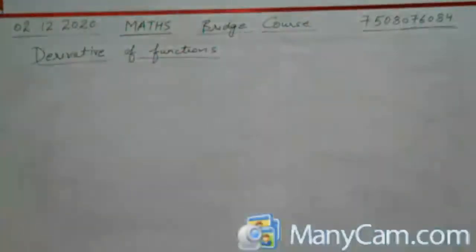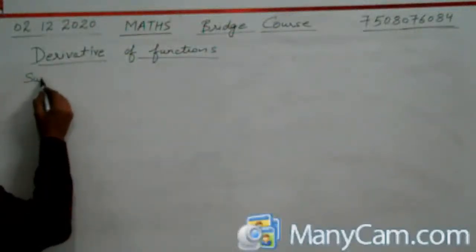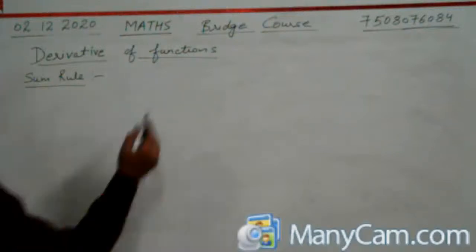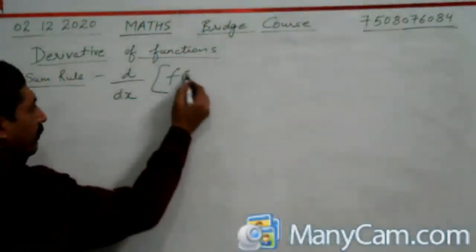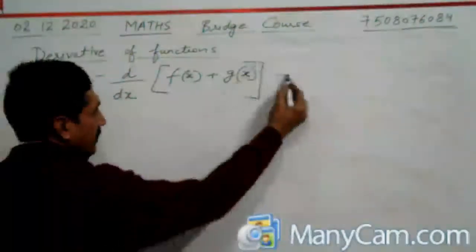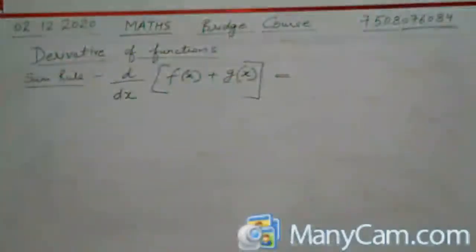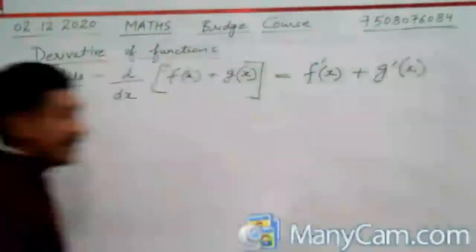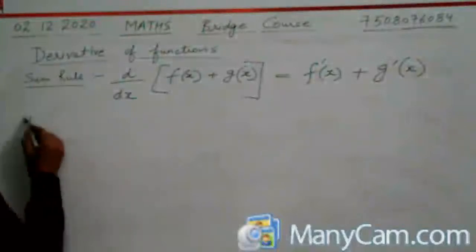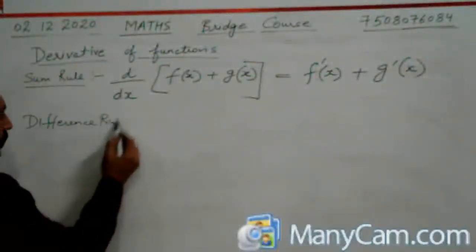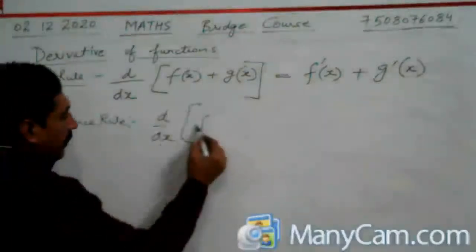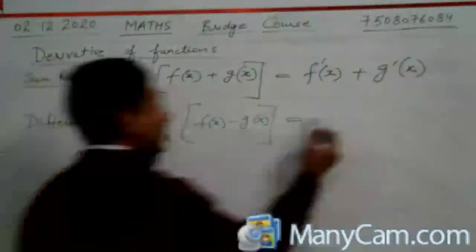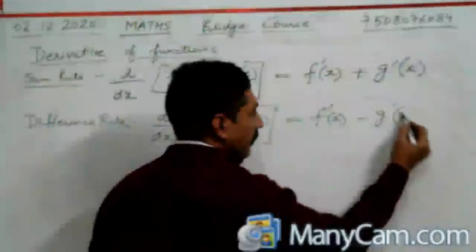The next one is the sum rule. If we have the sum of two functions, f of x plus g of x, then its derivative is f dash, the derivative of the first, plus the derivative of the second. In the same way we have the difference rule: the derivative of f of x minus g of x is f dash of x, derivative of first minus derivative of the second function.